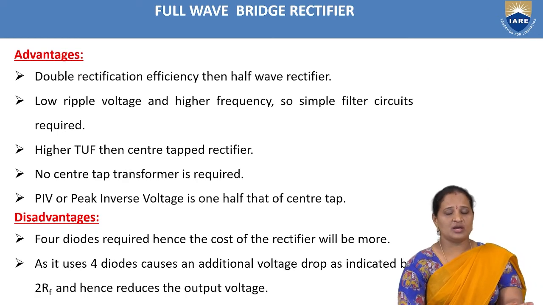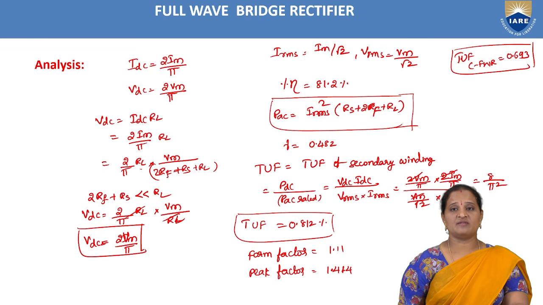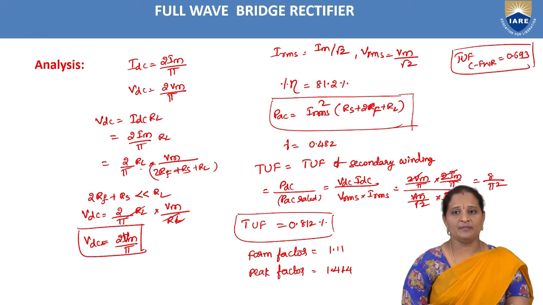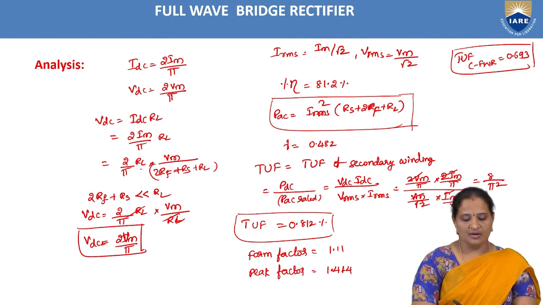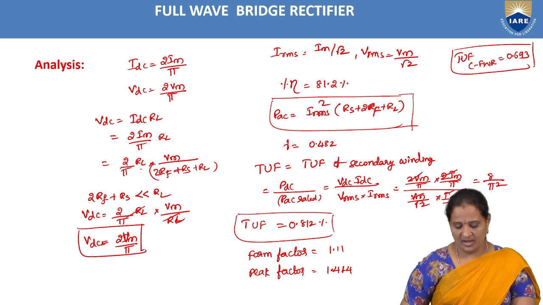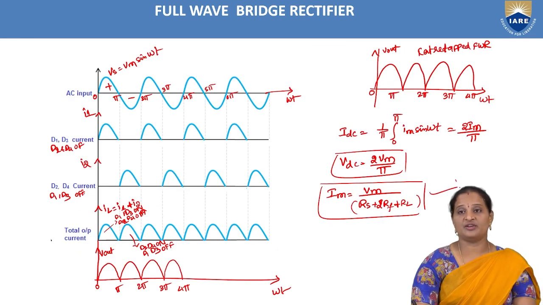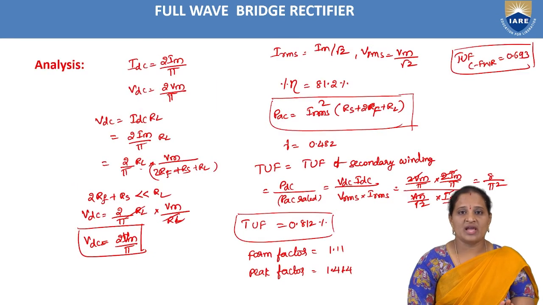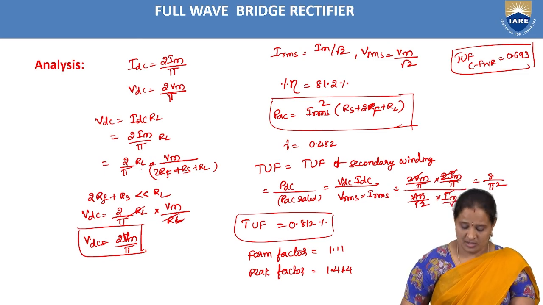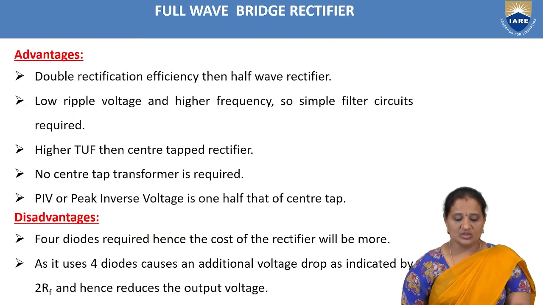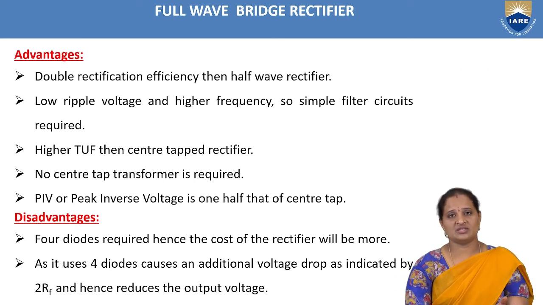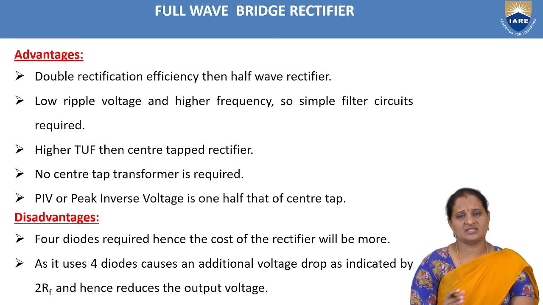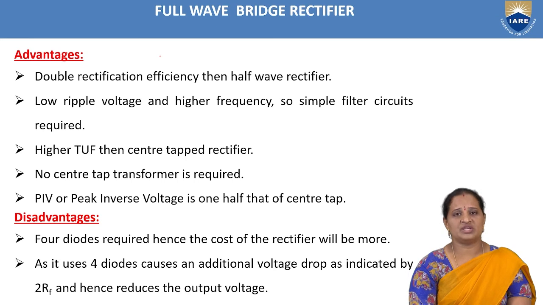Now this is about the mathematical analysis, so that you can observe the difference in the maximum current flowing through the load resistor, that is Im equals Vm by (Rs plus 2Rf) into (2Rf plus R). And one more difference: the transformer utilization factor is improved and the peak inverse voltage is reduced. So this is about the mathematical analysis of the bridge rectifier. As all the analysis is the same, we are not discussing it. Just remember that. Now coming to the advantages of the bridge rectifier.